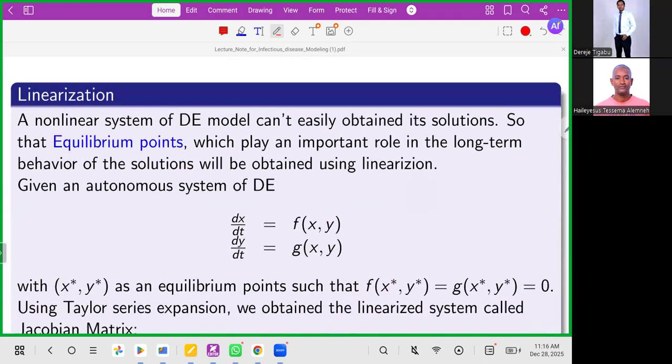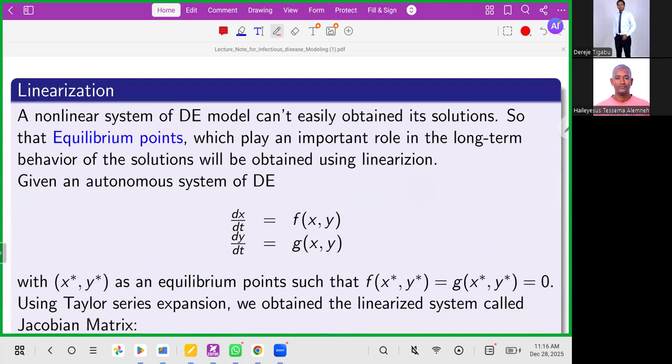If we get the chance to see a nonlinear system, if someone has given us a nonlinear system of differential equations to analyze, how do you obtain the stability of the equilibrium points? How to get the equilibrium points? We can get the equilibrium points easily, but how to find the stability?